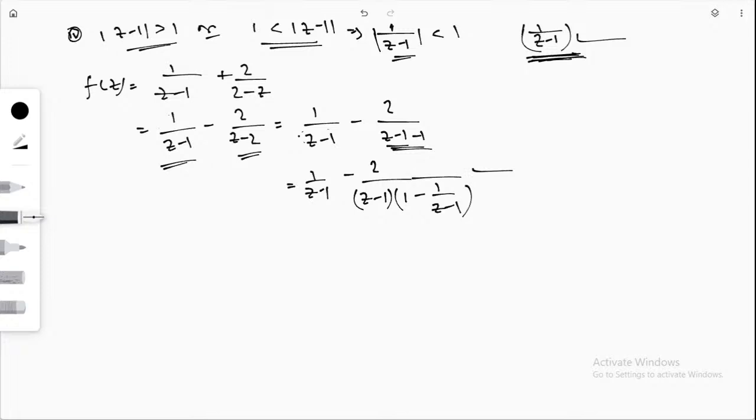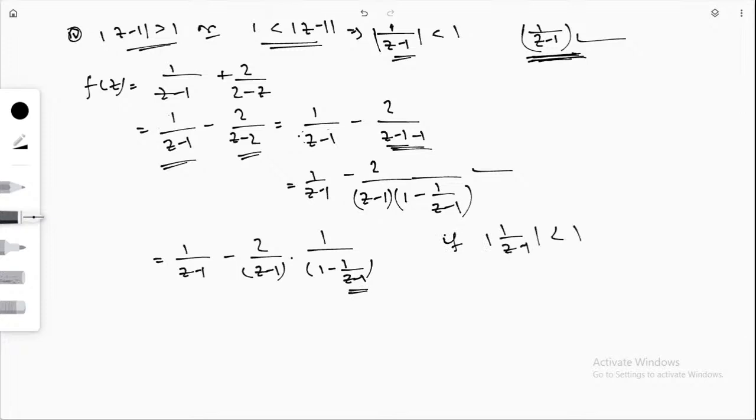So now you can use your series expansion, which is your 1 by z minus 1 minus 2 divided by z minus 1, and this is the 1 divided by 1 minus 1 by z minus 1. And you know this series expansion is valid if mod of 1 by z minus 1 is less than 1. Whatever I am writing 1 divided by 1 minus x, this mod x should be less than 1, and this mod x is 1 divided by z minus 1 modulus, because this is the region, you know.